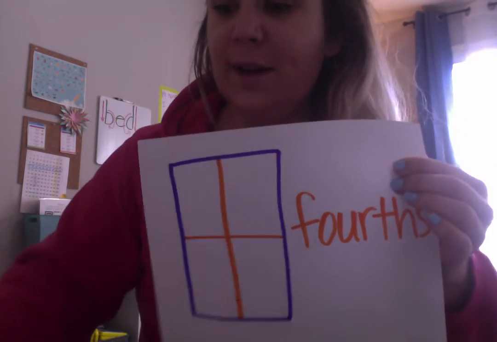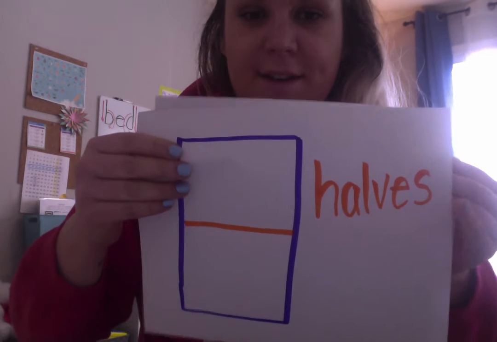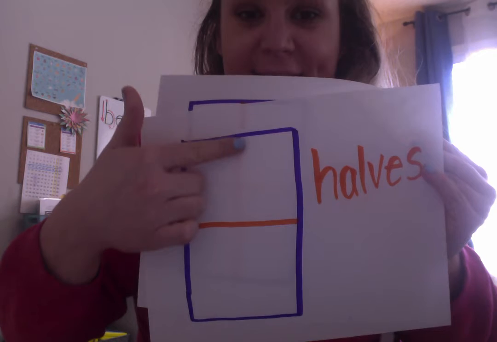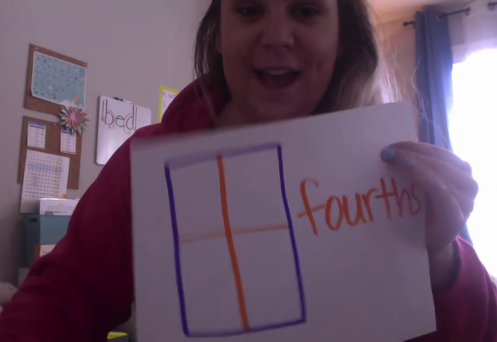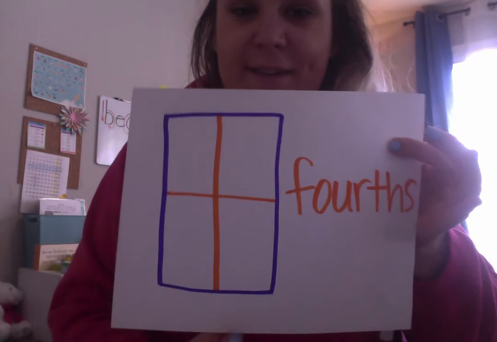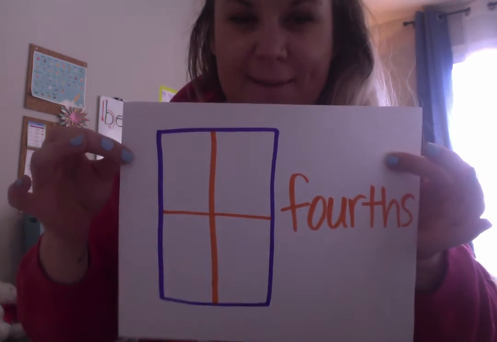So before, we only cut it into halves. So if you notice, if we added another cut down the middle, then we would have fourths. We would have 4 equal parts, right? Then 4 people can have the same amount of cake.